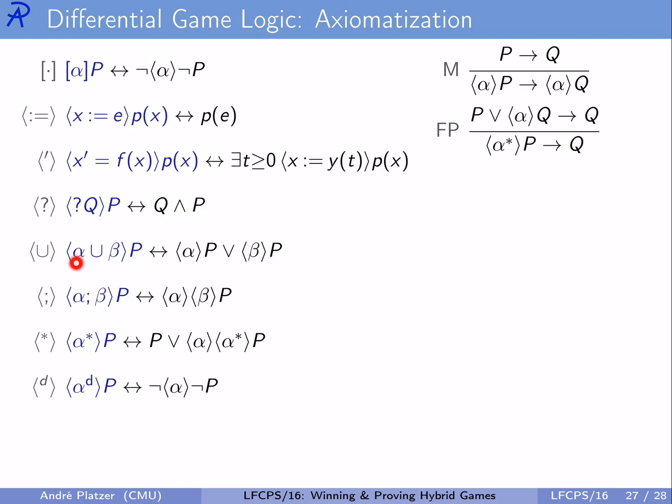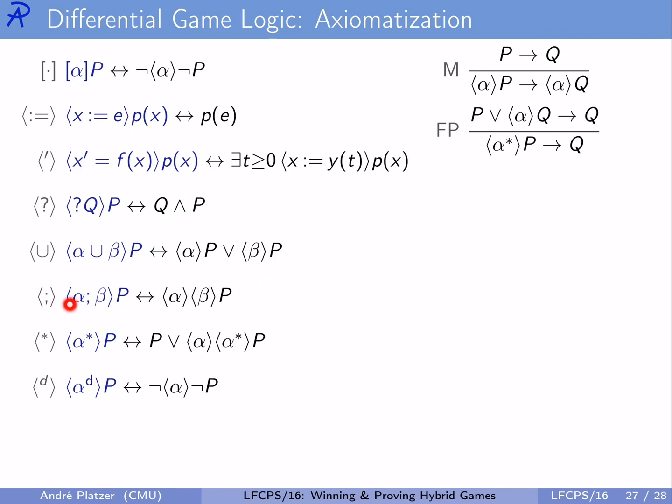Angel has a winning strategy in the game of choice between alpha and beta to make it into P whenever Angel has a winning strategy in the left subgame alpha to make it into P, or she has a winning strategy in the right subgame beta to make it into P.